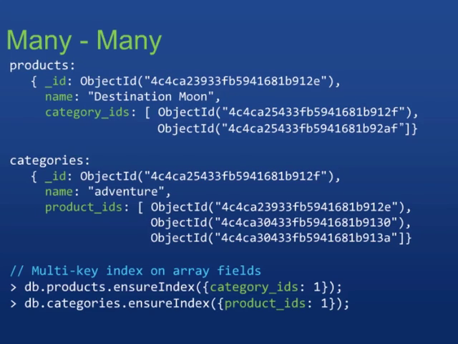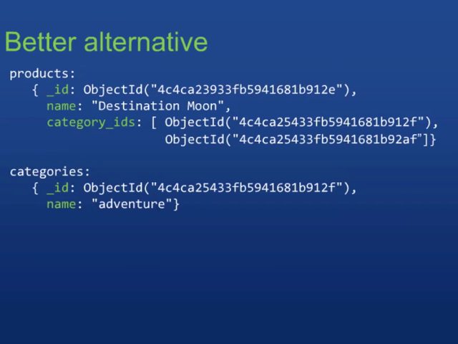Incidentally, on this model, I can define indexes on the products and categories, and this makes it really easy to search through it in either direction. Another alternative is to only store the relationships on one side. In this model, we've got our products collection, which contains a list of categories that the product is part of. Then we have a separate collection of categories that has the information about each category. So I only store the association on one side.